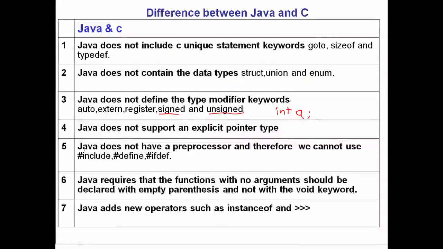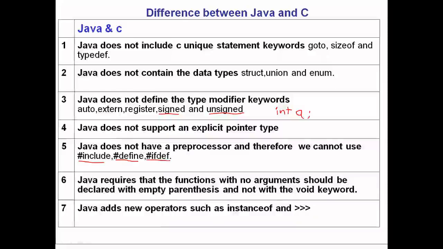Next difference, Java does not have a preprocessor, and therefore we cannot use preprocessor statements like hash include, hash define, hash ifdef. So these are preprocessor directives which are used in C programming, and no such directives are used in Java.